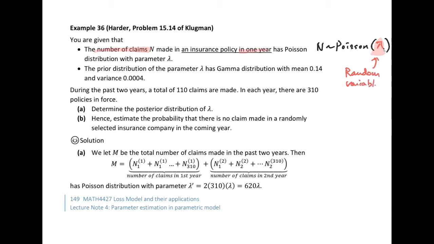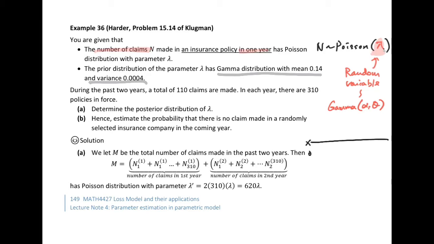Okay, and then lambda has the gamma distribution with some parameter alpha and theta. But in this problem, I don't give you the exact values of alpha and theta. I only tell you that this gamma distribution has mean 0.14 and variance 0.0004. Now, this is my initial guess at time 0.